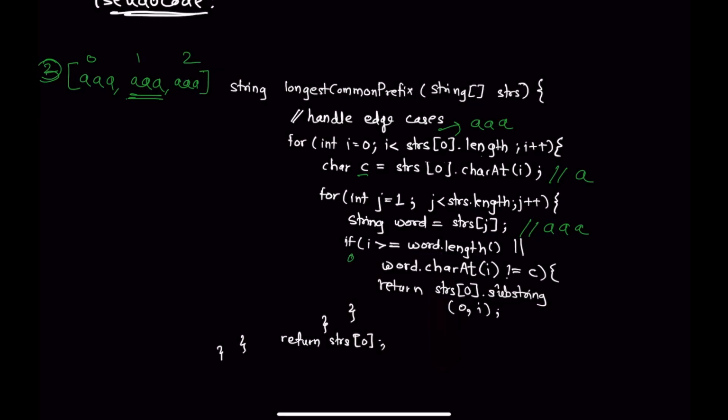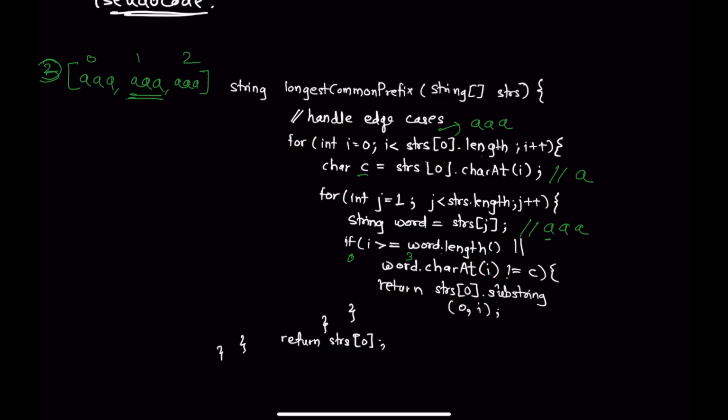I is 0, word dot length is 3. Is I greater than 3? No. And word dot charAt(I) is not equal to C. Word dot charAt(I), what is it? Word is A. charAt(I), which is charAt(0), which means A itself.